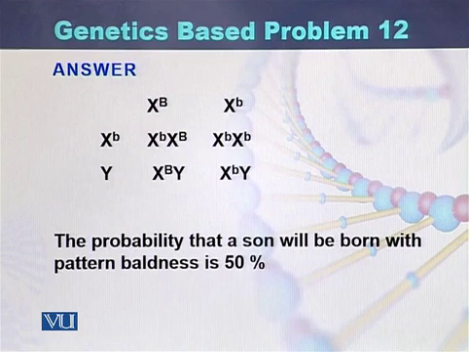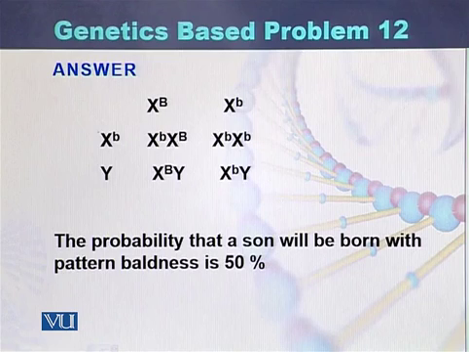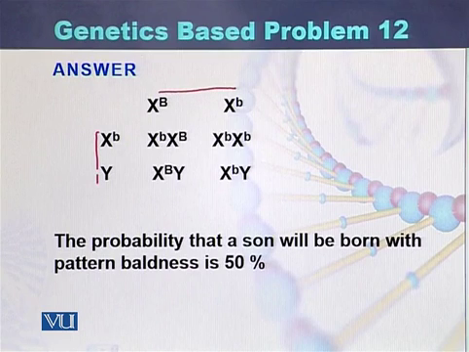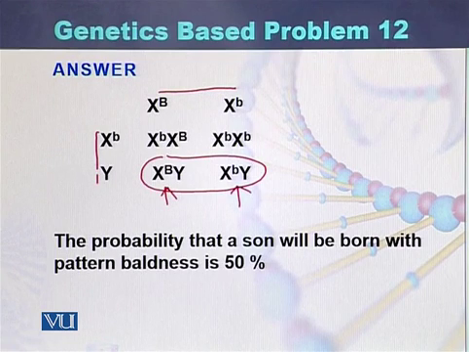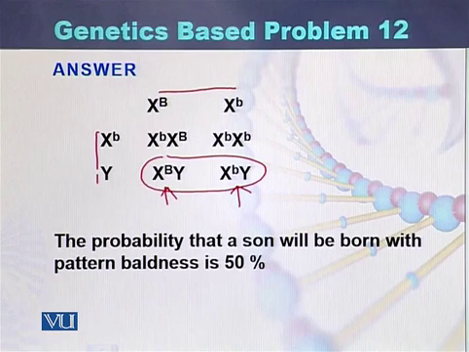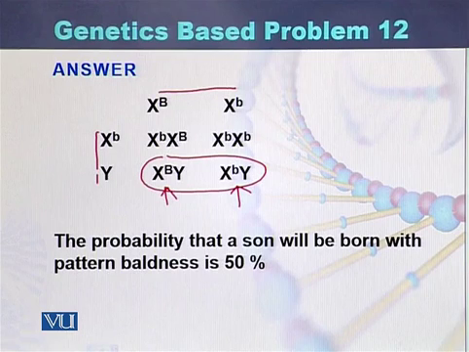So if we draw the Punnett square, these are the gametes of the male and these are the gametes of the female. In this case, there will be the birth of two sons. One son will be with the dominant allele, and the second son will be with the recessive allele, because capital B was for the dominant allele and small b was for the recessive allele. So there will be the birth of two sons as a result of the Punnett square.